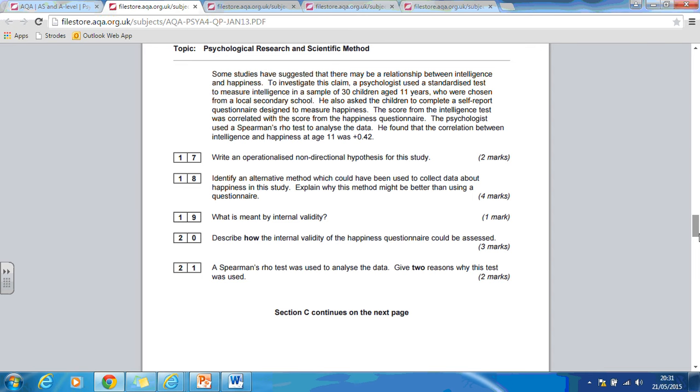So you need to link back to the scenario and say, how can they test for concurrent validity? How can they test for reliability, how can they address reliability issues, etc. So you always need to link back to the question.